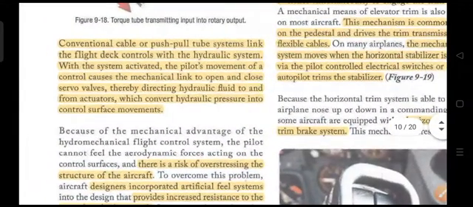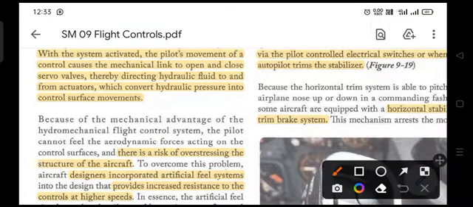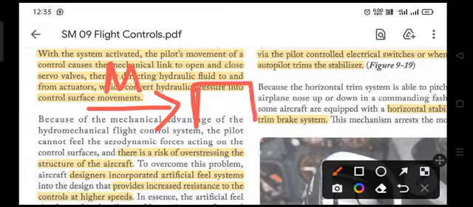Conventional cable and push-pull systems link the flight deck controls with the hydraulic system, and with the system activated, the pilot's movement of a control causes the mechanical linkage to open and close the servo valves, thereby directing hydraulic fluid to and from actuators, which convert hydraulic pressure into the control surface movements. It is very simple. Conventional, in the sense the ones that we have been using for a long time, means any mechanical movement that you send from the control column will go and operate the servo.